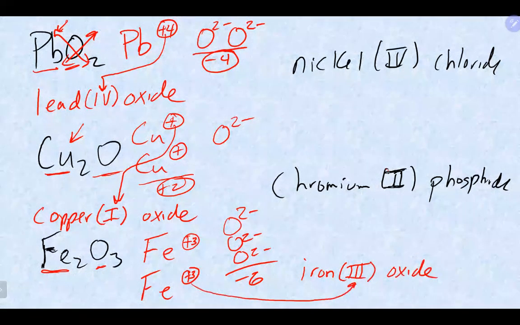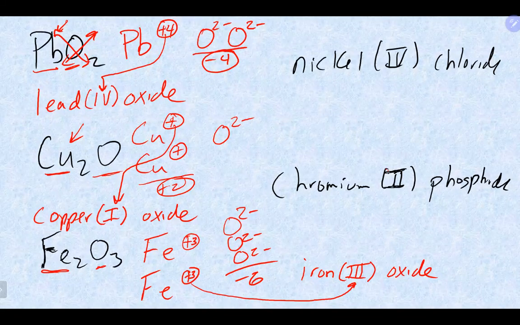Any question on any of those 3? The Roman numeral is not for how many metals there are or the overall charge, but it is just, if you took one of the positive metals out, what the individual positive charge is on it. Any questions on any of those there?